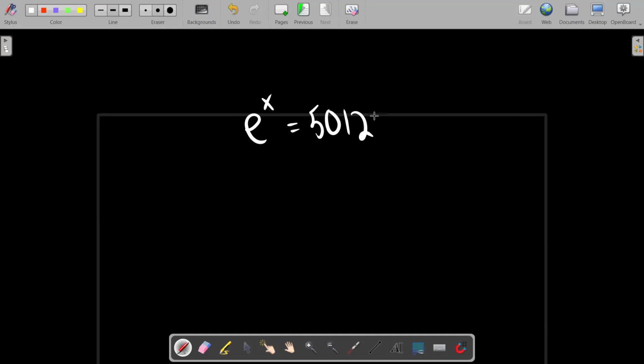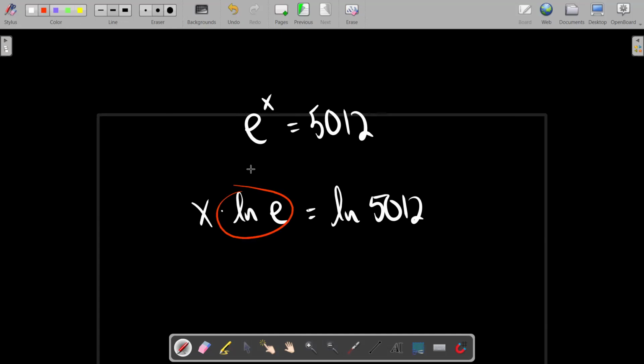Could I do this problem by logging? Sure. Go ahead. I'm just saying I can use the same trick as I did on the last problem. If I use a natural log, I can do x times, woohoo, the natural log of e equals the natural log of 5012. I'm allowed to use whatever log I want. And what's so great about this? What does the natural log of e equal? It's 1. It's another redundant log. It's like saying what's log base e of e, and we of course know that that equals 1.